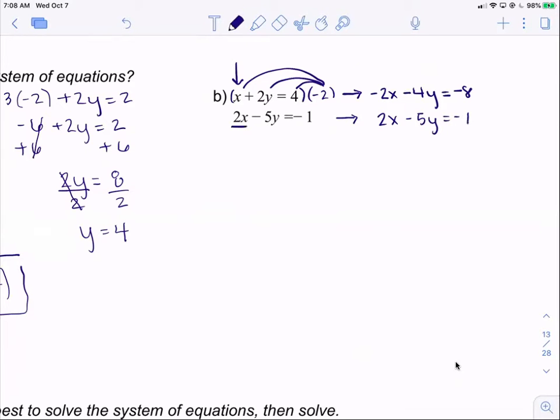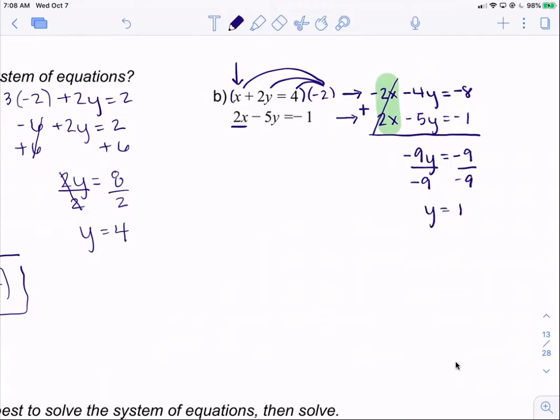And now we can add, because we have a negative 2x and a positive 2x. When we add those, our x's are going to eliminate. Negative 4y plus negative 5y is a negative 9y. Negative 8 plus negative 1 is negative 9. Divide both sides by negative 9, and we get y equals 1.